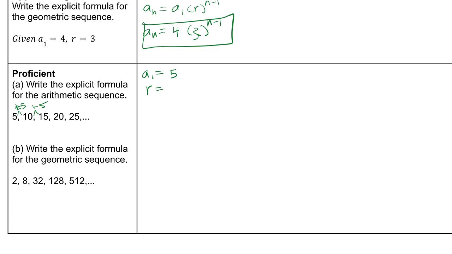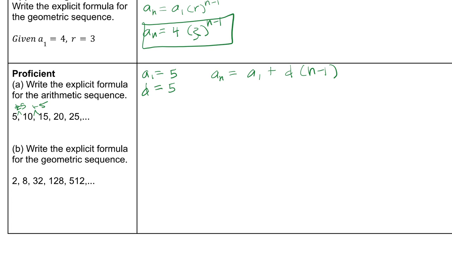Okay, so if we're adding 5, we are not going to have an R. We are going to have a D. D is going to be 5. Our first term is 5. And we just have to write a formula for any term. So AN equals A1 plus the common difference times n minus 1.